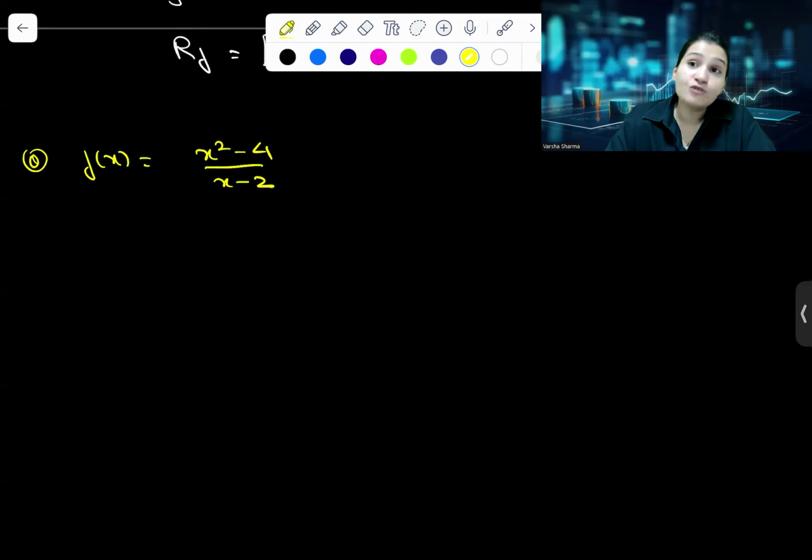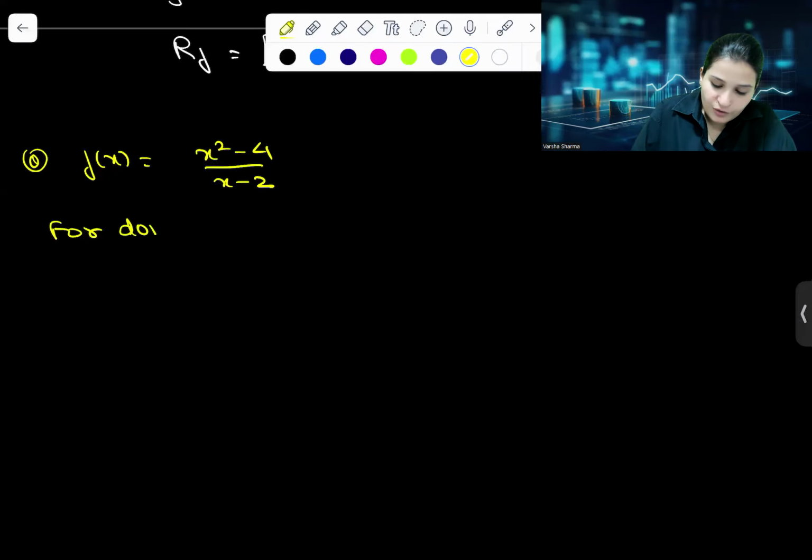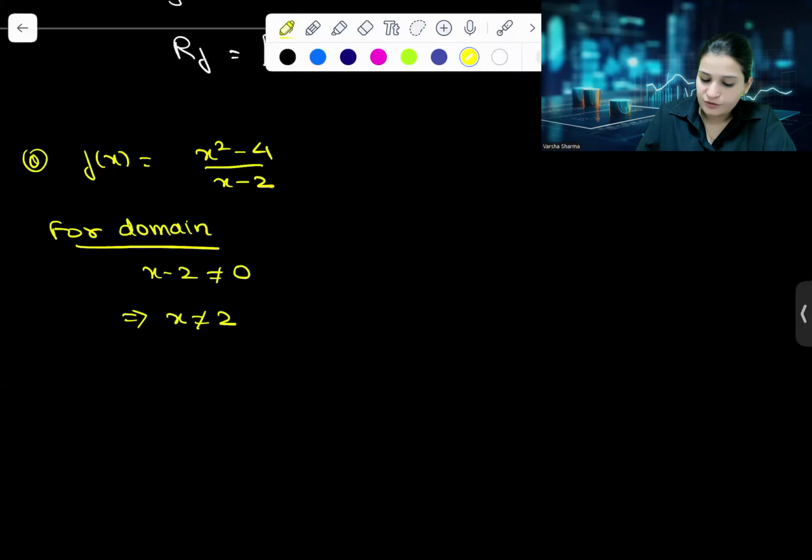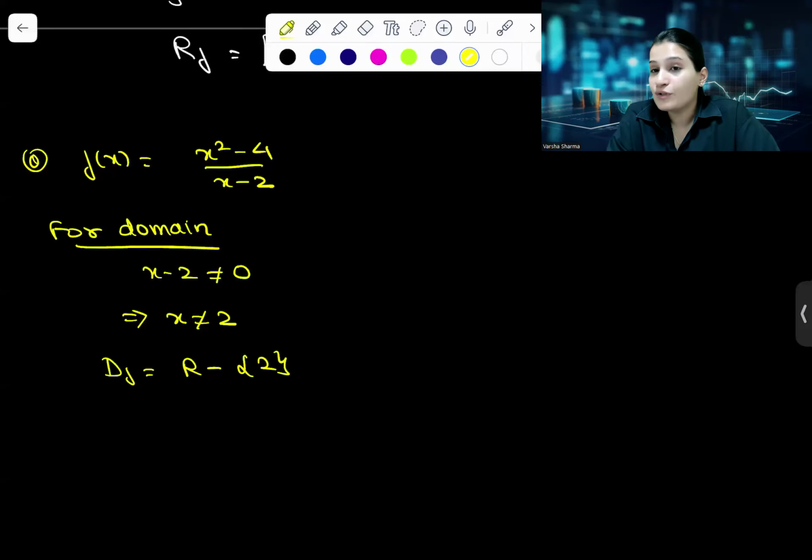But when we are finding the range, we have to do that. Range is what answer. So when we are writing the answer, we always simplify. So at that point, I will simplify this. But when we are finding the domain, we won't. So for domain, x minus 2 should not be 0. x should not be 2. So the domain of the function will be all real numbers except 2. I'm allowed to take all values of x, but I'm not allowed to take x equal to 2. Am I clear till here?